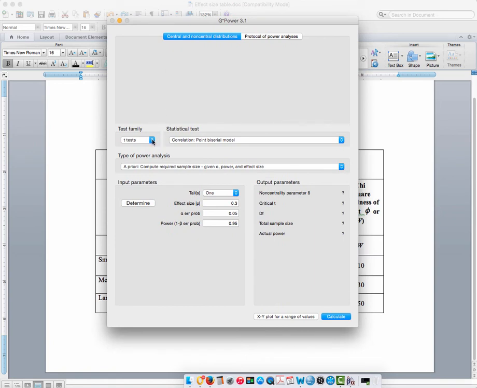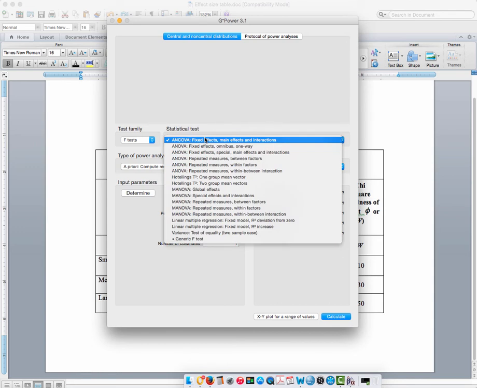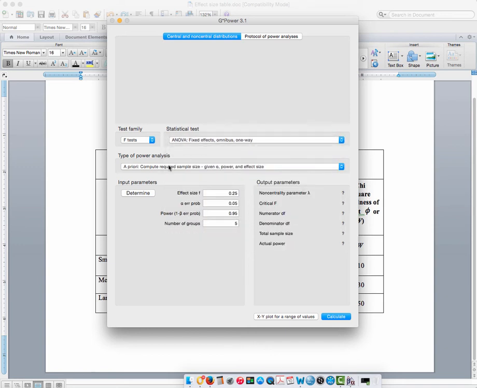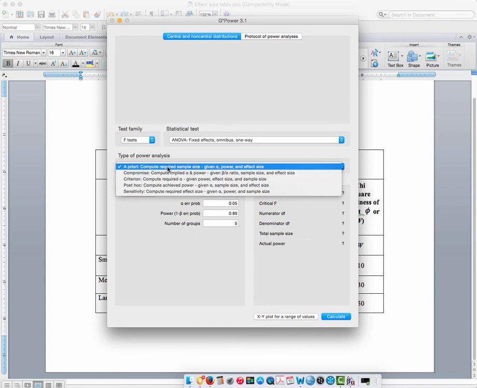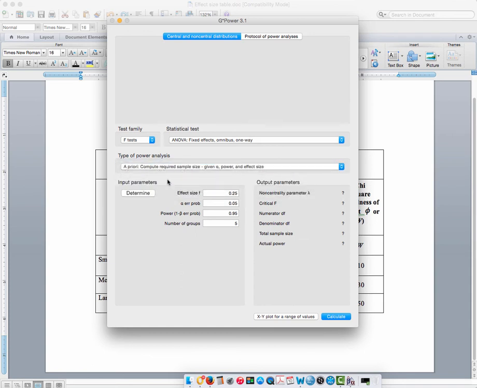So in this case, we're going to be in the F-test family, and we're going to go to ANOVA: Fixed effects, omnibus, one-way, and we're going to make sure we're in the a priori power analysis. Now, in terms of information, we want our power to be at least 0.80. We want our error probability to be 0.05, and we know that we have three groups of father's education.